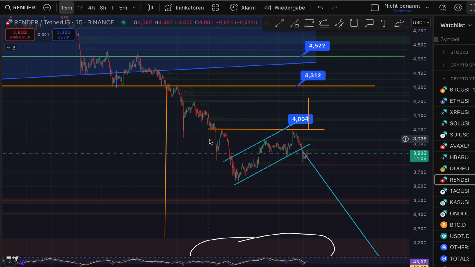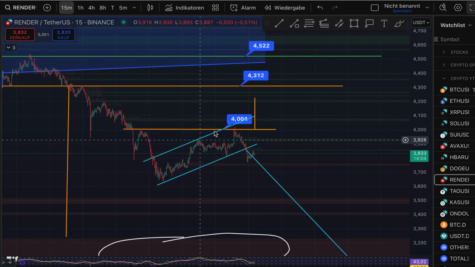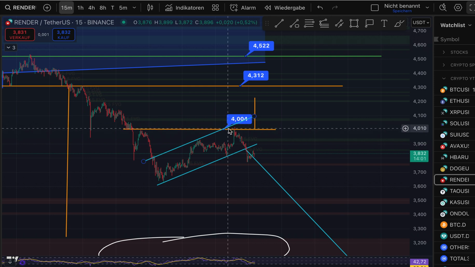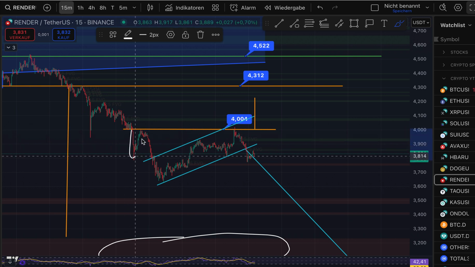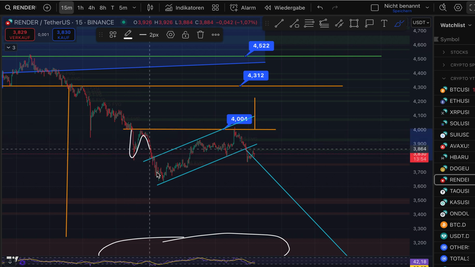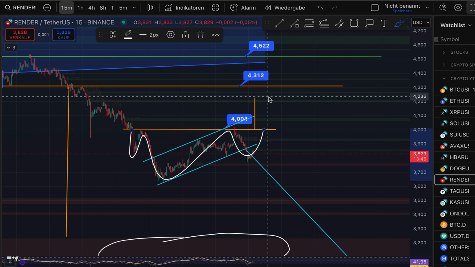So let's get to Render. What I think for Render was, we have also said we can get up to $4. Okay, we went there. What we have formed now is a possible inverted head and shoulders formation. Yeah, we see it for many coins at the moment, but this is a bullish pattern. So if we break the $4 to the upside, then we can expect a push up to $4.23 or even $4.30 for Render.